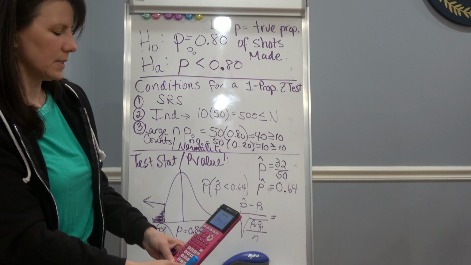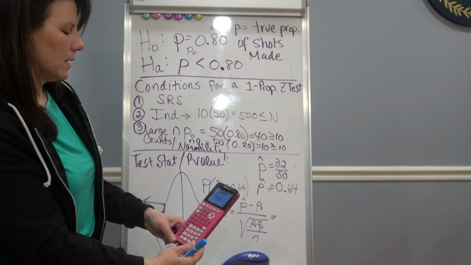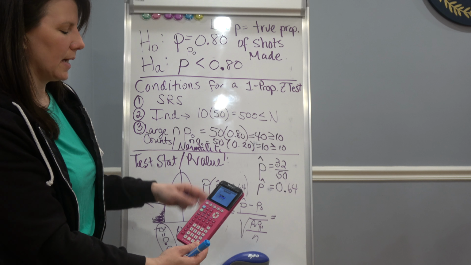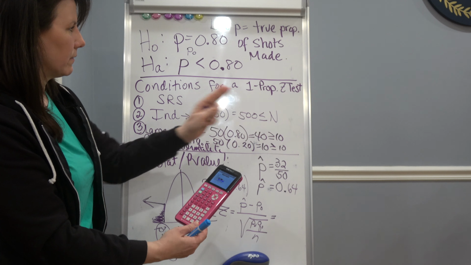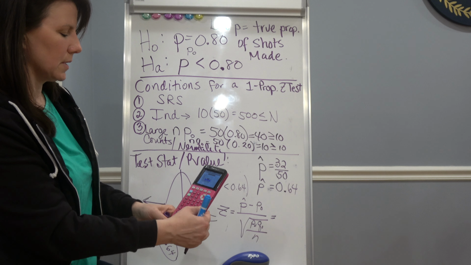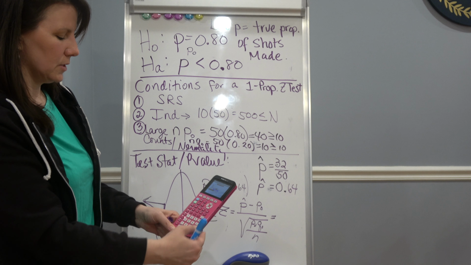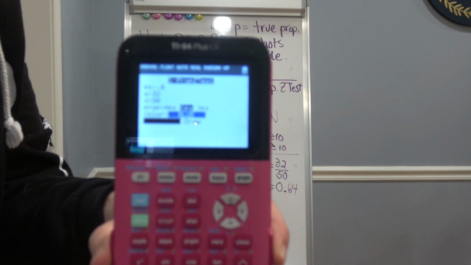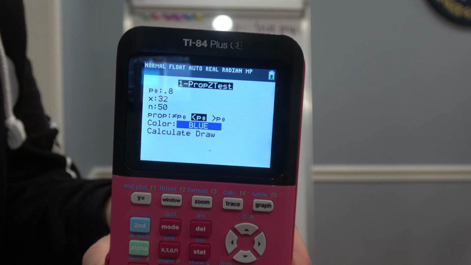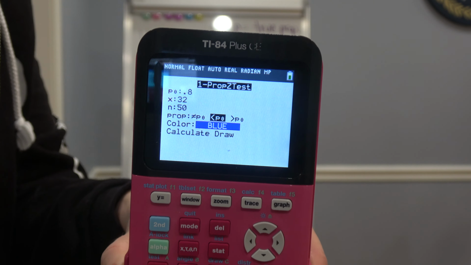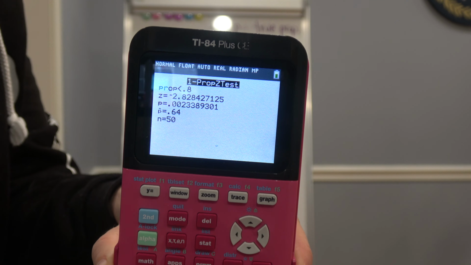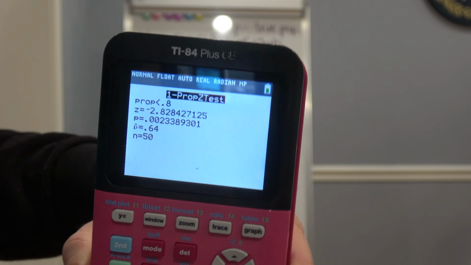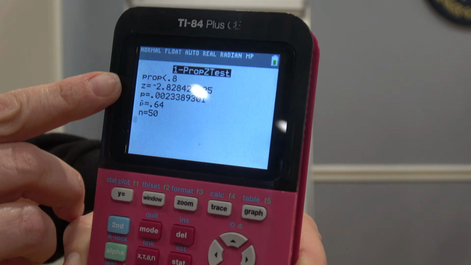And then you're going to select what the test is. Is it a not equal to, is it a less than, or is it a greater than? So this is a less than, so you toggle over, and then just arrow down to calculate. All right, so this is what I have on my graphing calculator. And then if I hit enter, notice what we see here, folks, right? We see everything we need.